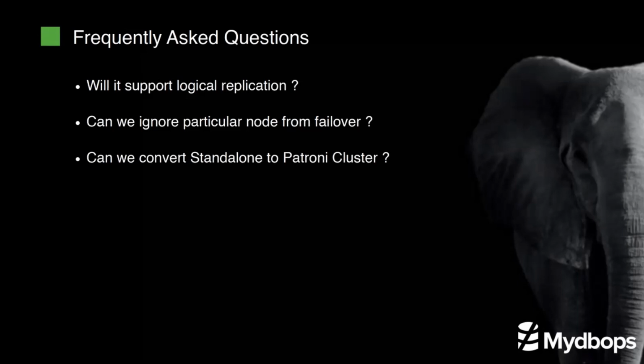These are the most common questions we get. The first is, will it support logical replication? Yes, of course, we can use logical replication. If you have a cluster, you can have a logical replica server behind your master. Can we exclude a particular node from failover? If you have 3 servers, and one server has low specs or is used for some other purpose, we can completely exclude that node from failover, or from load balancing as well. We have an option for that in Patroni called tags.